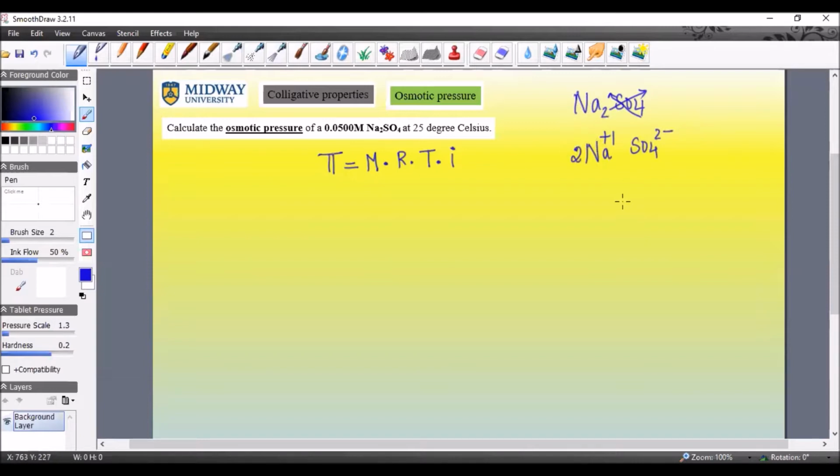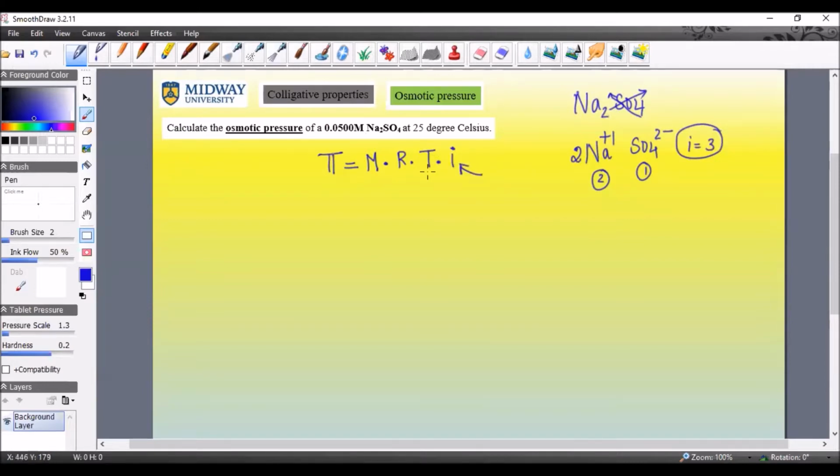Now, we have done this cross swapping, but we didn't really pay attention to how many sodium because that was not the purpose of the problems we've done. So we have 2 of these, 1 of this, so i equals 3. Okay, so we know this.